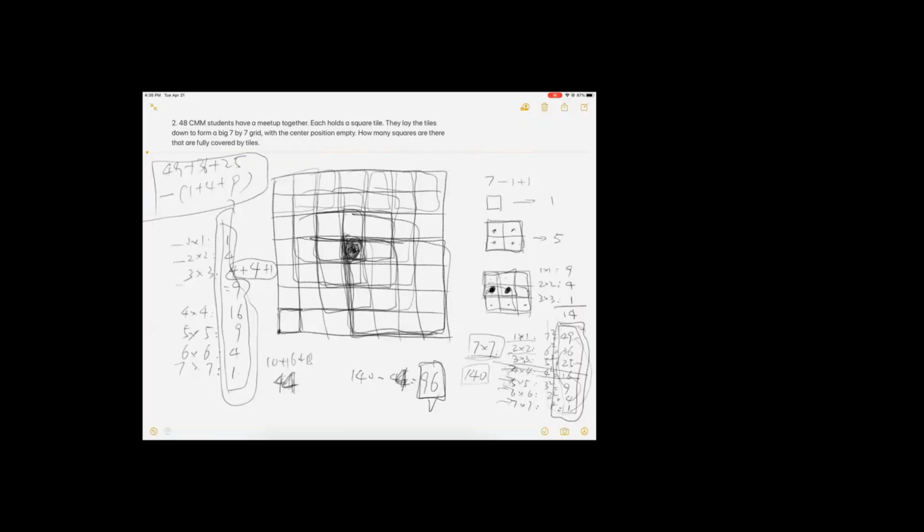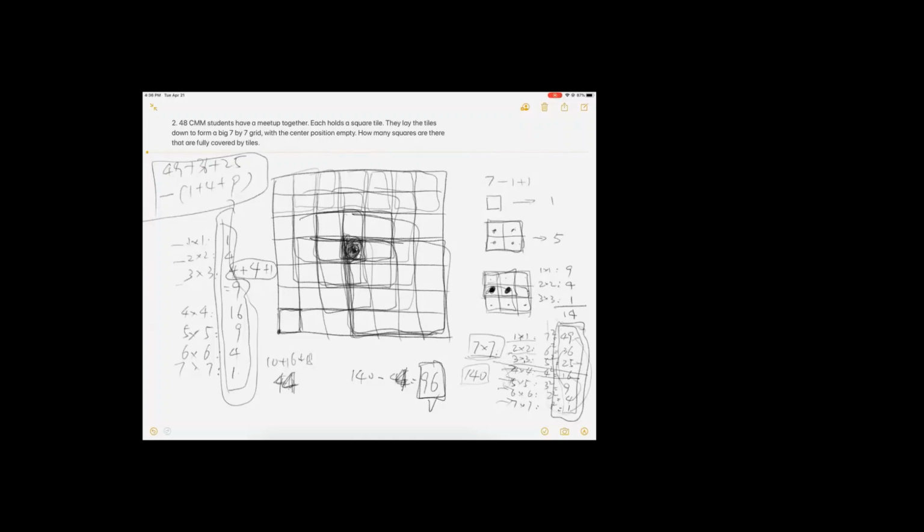So Leo, go ahead. Well, first I saw that for a regular 7x7 grid, for one square there would be 7 by 7, but there's an empty hole in the middle. So I just saw the empty hole for 1 by 1. There was only one square, a 1 by 1 square. So it would be 7 squared minus 1 square.